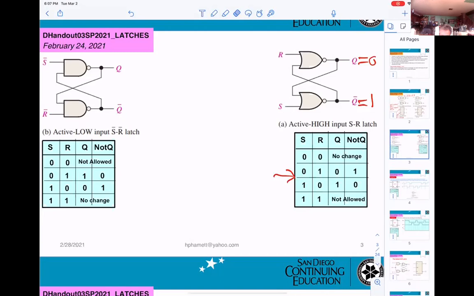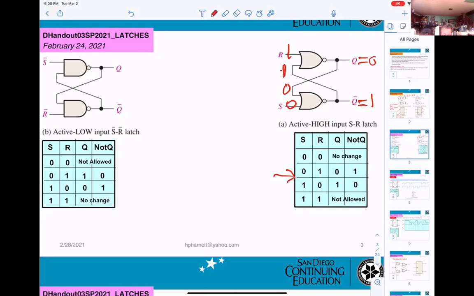At S equal 0, R equal 1, then from the table, you get Q equal 0, not Q will be 1. Now, let's see. Q equal 0, they go back here, they will be 0, 0, they get a 1. And the 1 here goes back here. The 1 and 1, you get 0. So that's correct. Okay?